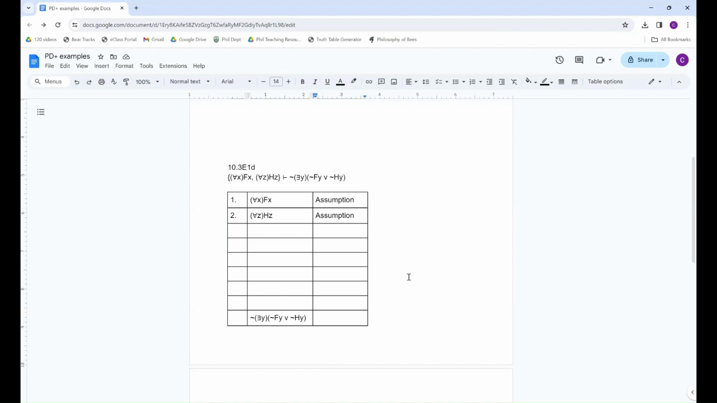The next one that we'll do is exercise 10.3E1D. So we'll show that this set entails this sentence. I've written out the set members here, and then this is our goal sentence right here. Now, it's a negated existential sentence. So the immediate thing to jump to would be to use negation elimination, right? So we would assume there is a y, not fy or hy, for negation introduction, and then go from there.